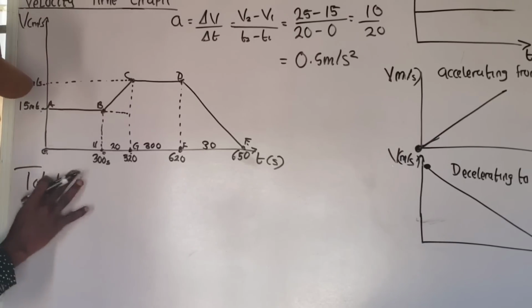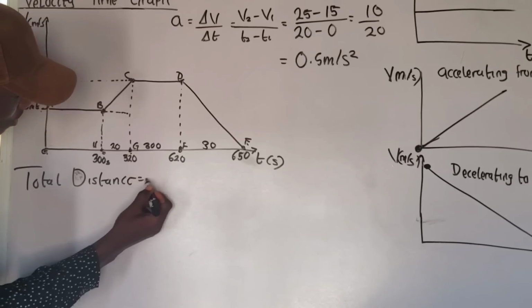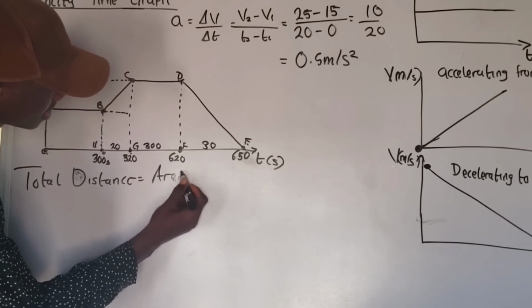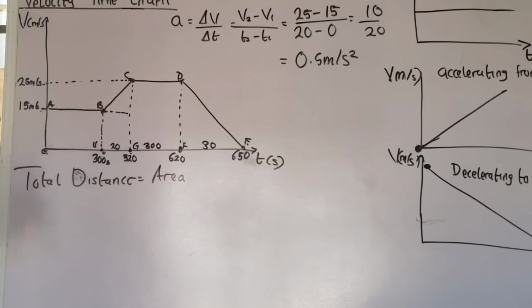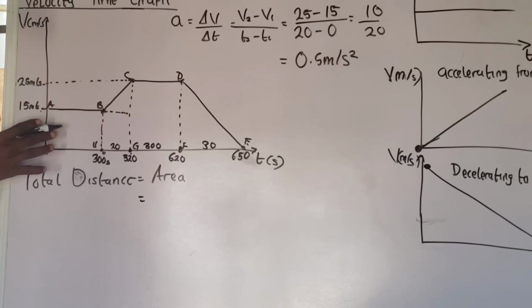Pay attention, okay? Total distance is equal to the area. Now, the area of the velocity-time graph. Let's start, please pay attention. We're going to start with the rectangle first, okay?